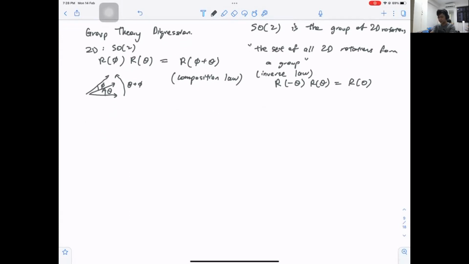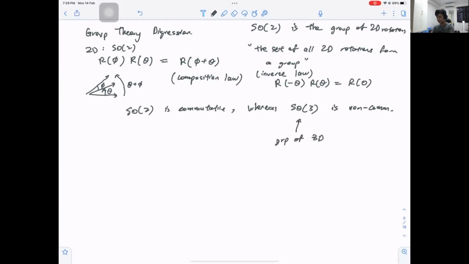One thing to mention is that SO2 is commutative, whereas SO3 is not. So what is SO3? SO3 is non-commutative. If you can guess, it is the group of 3D rotations. Commutative means that AB equals BA. So in 2D, if you rotate by theta first and then by phi, it's the same thing as rotating first by phi and then by theta, because it's just summation, and summation is commutative. But that's not really true for 3 dimensions.